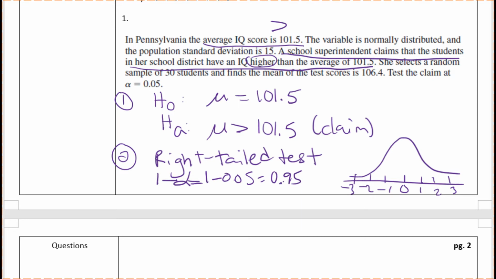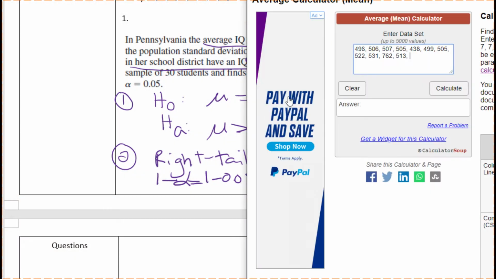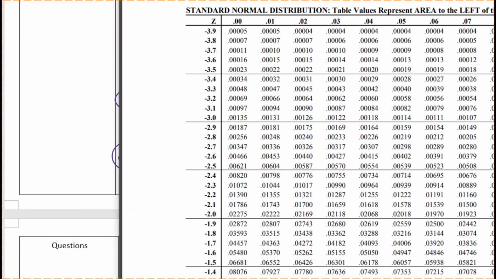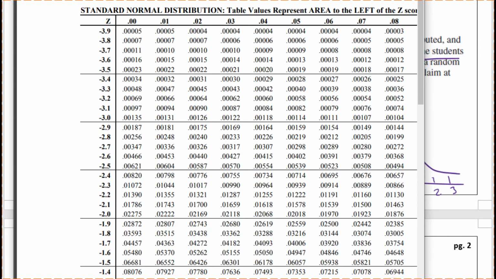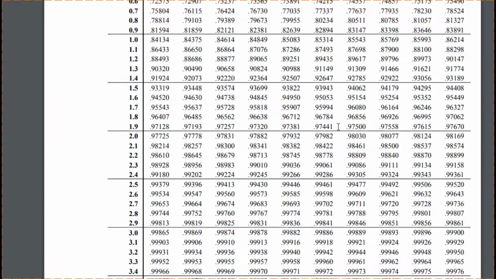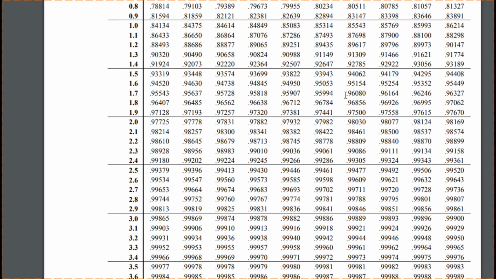So we're going to look up this value in the z-chart. Since we are using the z-test, we are going to be using the standard normal distribution chart. In this example, this is the standard normal distribution chart that we're using, and we're going to look up an area of 0.95. If you look here, 0.95 is sort of between those two values there.